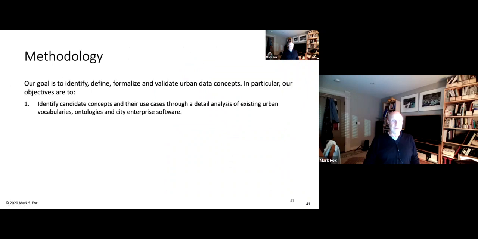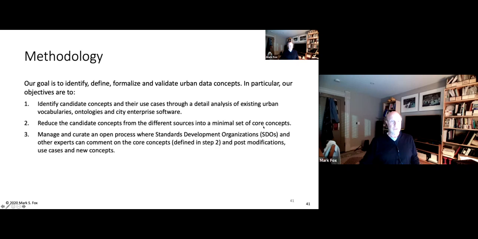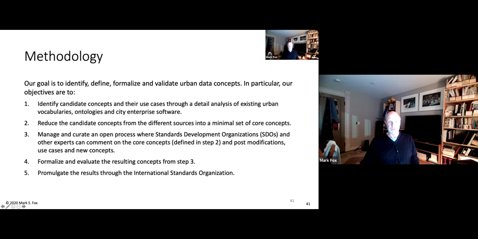Our methodology for developing the standards is, first, to identify candidate concepts and their use cases through a detailed analysis of existing urban vocabularies, ontologies, and city enterprise software. Second, to reduce the candidate concepts from the different sources into a minimal set of core concepts. Third, to manage and curate an open process where standards development organizations and other experts can comment on the core concepts that have been identified in step two and post modifications, use cases, and new concepts. And fourth, to formalize and evaluate the resulting concepts from step three, and then promulgate the results through the International Standards Organization.